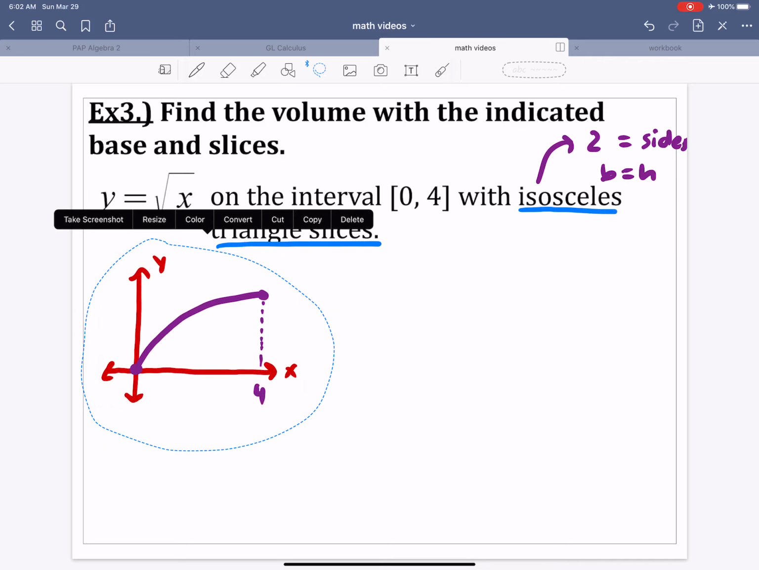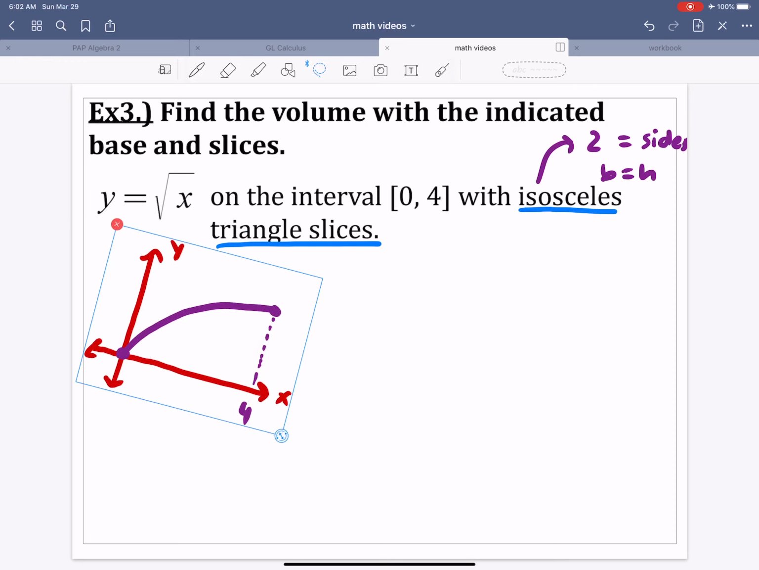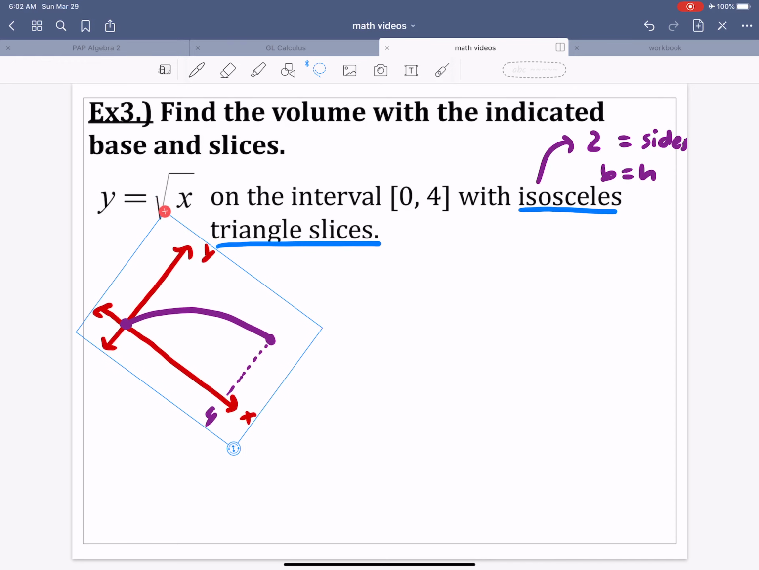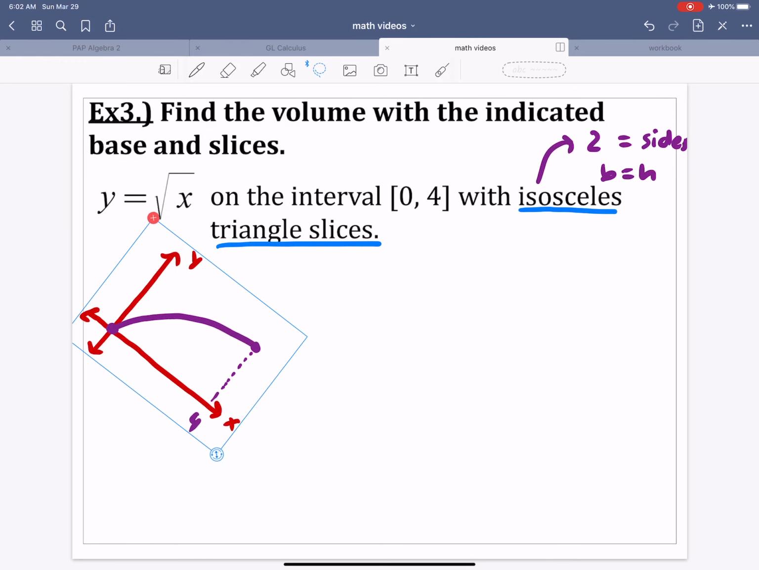And you're thinking, well, Cosette, I can't rotate my paper. I can't rotate it after I draw it on my paper. You don't have to. This is just for me to visually show you in the best way that I can what's actually happening here. So our cross sections are going to be isosceles triangles.